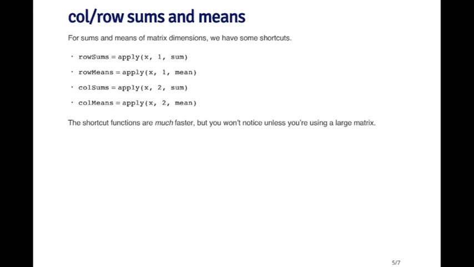Now, for simple operations like calculating the sum or the mean of a column or of a row, there are special functions that are highly optimized to do this very quickly. For calculating row sums and row means, there are the functions rowSums and rowMeans, and similarly there are colSums and colMeans, which do the same things for the columns. These are equivalent to using the apply function, but they're very much faster than using apply because they're optimized to specifically do those operations. So if you want to calculate the sum or the mean of a column or row of a matrix, use those functions instead.